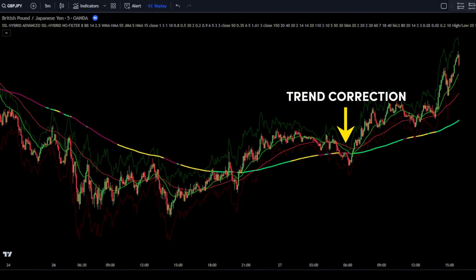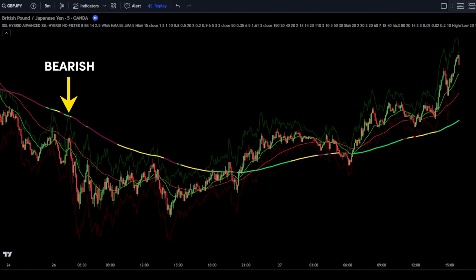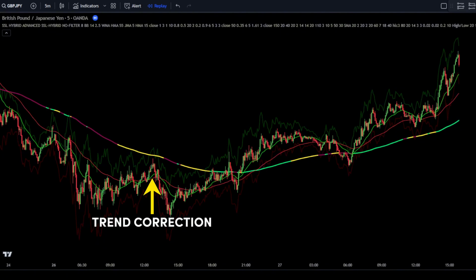If the EMA 20 line crosses or is below the EMA 60, and both EMA 20 and EMA 60 lines are above the EMA 200, that's a sign of a correction from the main trend. However, if the EMA 20 line crosses or is below the EMA 60, and both EMA 20 and EMA 60 lines are below the EMA 200, that's a sign of a bearish trend. On the other hand, if the EMA 20 line crosses or is above the EMA 60, and both EMA 20 and EMA 60 lines are below the EMA 200, that's a sign of a correction from the main trend.